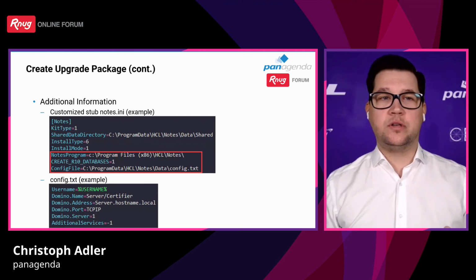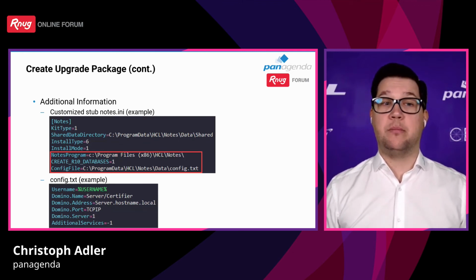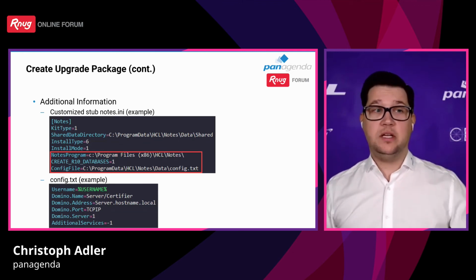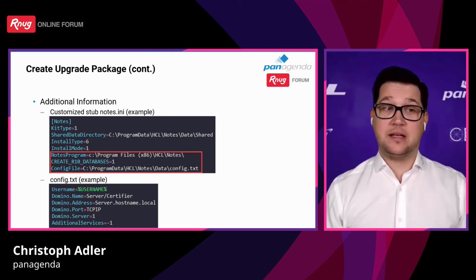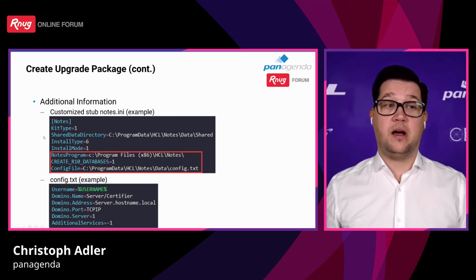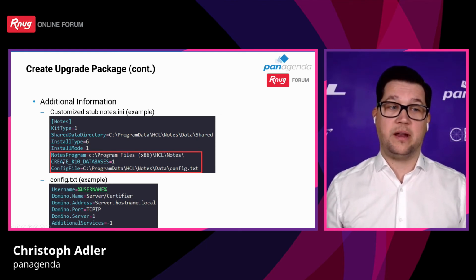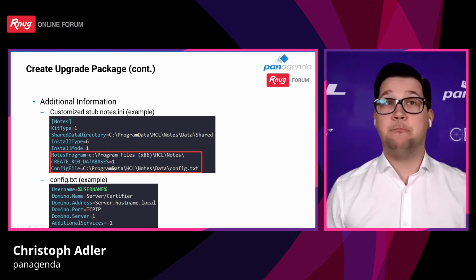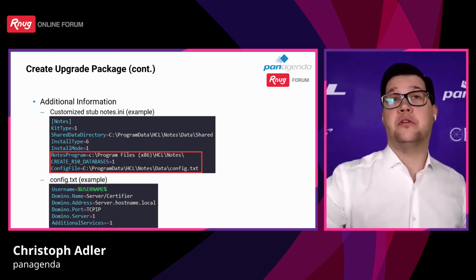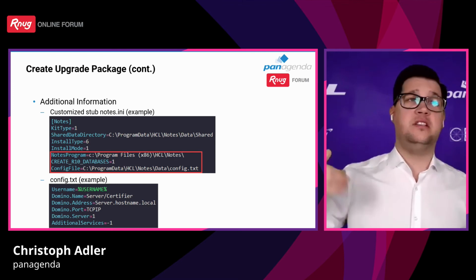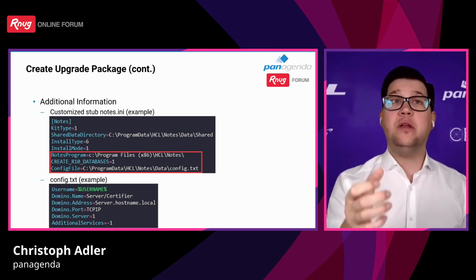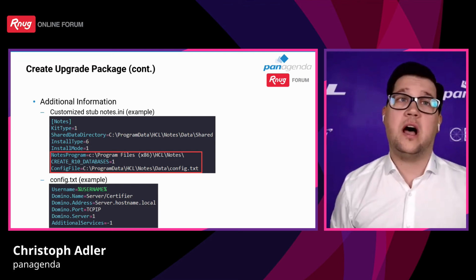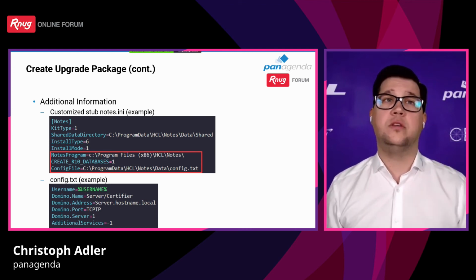Let's talk about the customized stub nodes INI. What you see here is the customized stub nodes INI. This part here is the default part, and only the create R10 database and the config file are tailor-made. But you can also add other stuff, like, for instance, the TCP/IP stack. You can add your very own used nodes INI parameters automatically to the stub nodes INI.